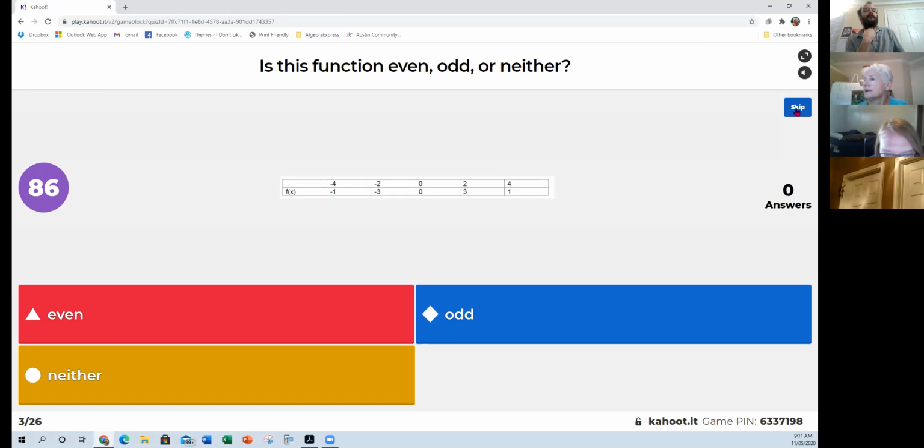Even, odd, or neither. I hope y'all can see that. It's kind of small. I don't know if you remember that the 4.1 homework makes them add either a 0 or a first degree term to make it odd or even. It's kind of a weird question.